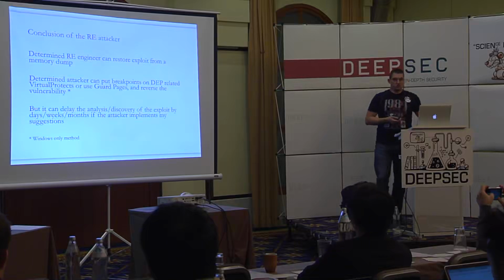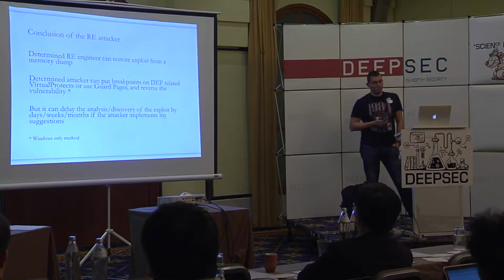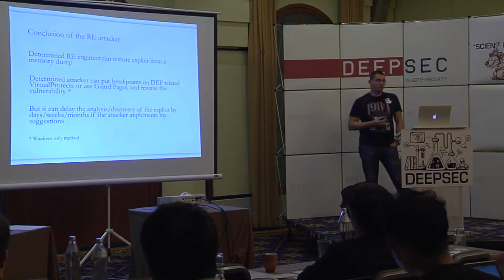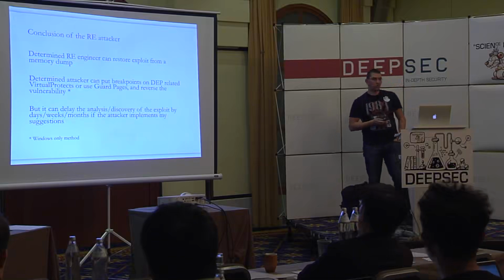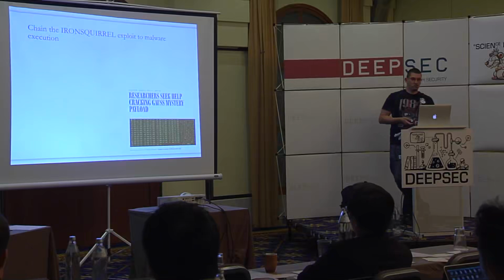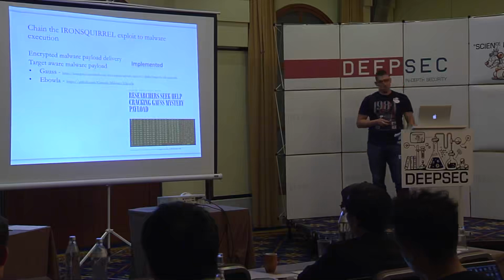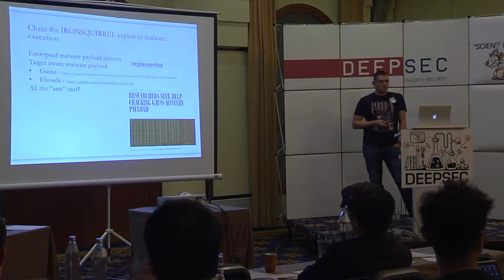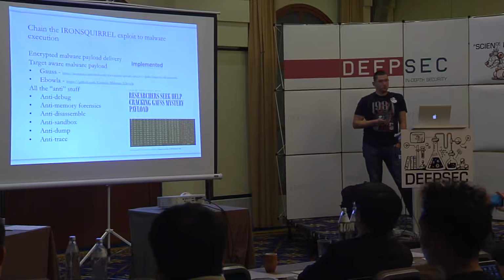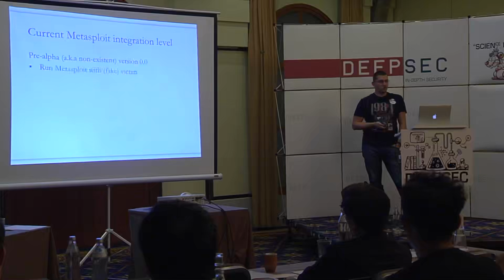But even so, this kind of encrypted exploit delivery can delay the analysis or the discovery of the zero-day exploit by days, weeks, or even months. As mentioned, you can also chain your exploit to encrypted malware delivery, which is already implemented in my proof of concept code. And as always, you should do all the anti-stuff whenever you create your own malware.